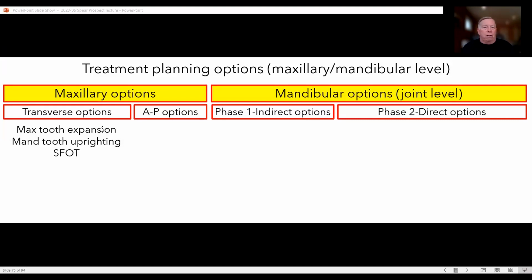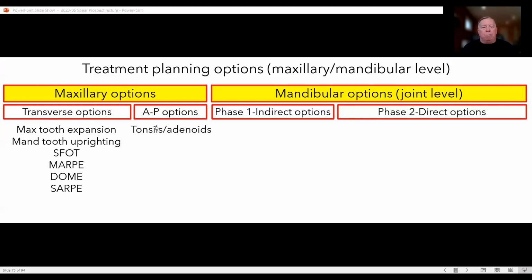In terms of maxillary options, we can do traditional maxillary tooth expansion and tooth uprighting on the mandibular. We could do surgically facilitated ortho. We could do MARPI, we could do DOME, or we could do SARPE. Those are all options today to try and gain transverse, because what we're trying to do many times is to treat nasal obstructions by increasing the surface area of the nasal floor to be able to increase the amount of nasal breathing we're able to do.